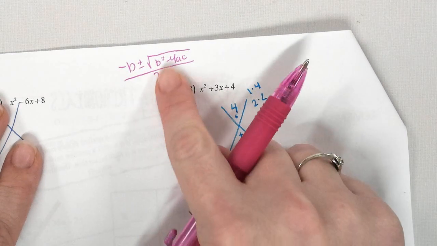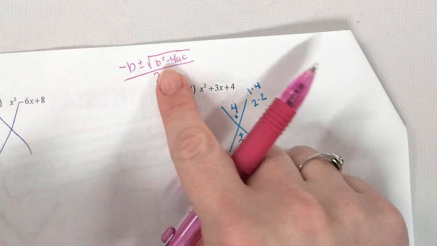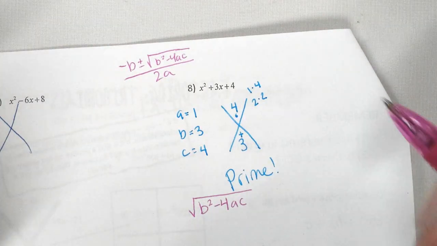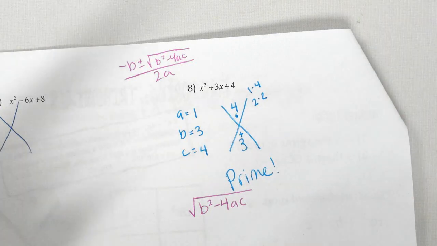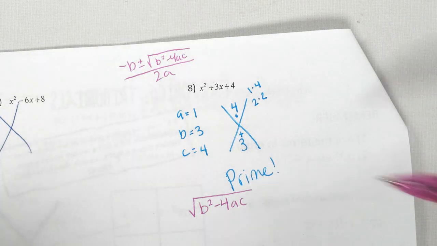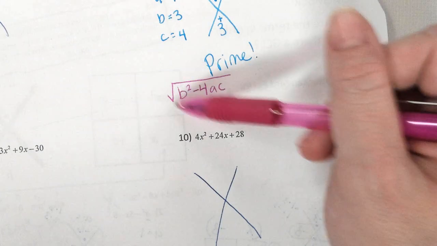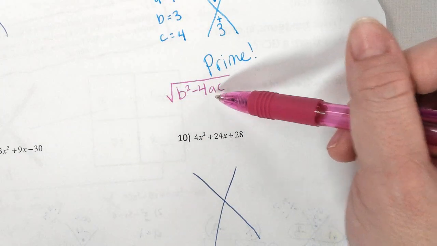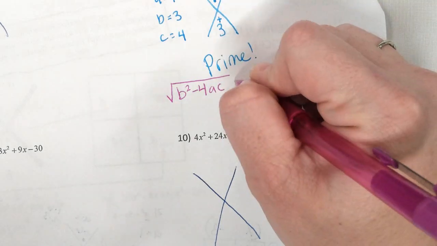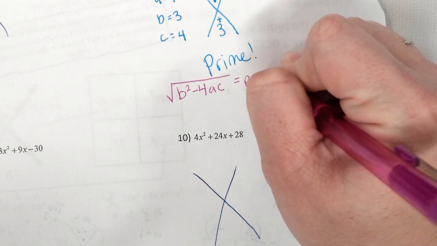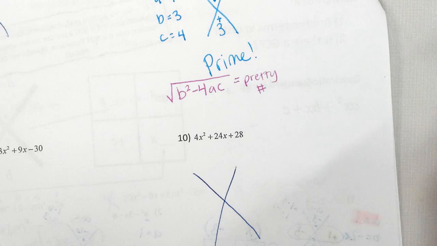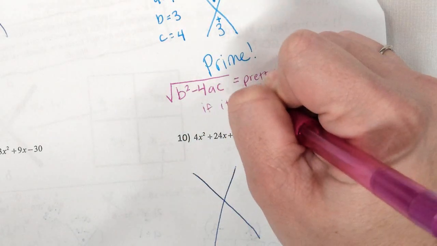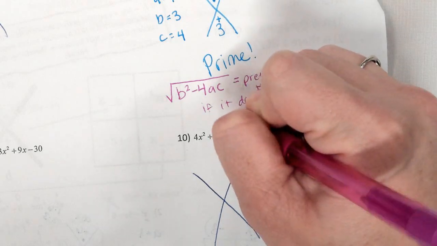But when you would use this formula, sometimes you'd get pretty numbers, and you'd be like, all right, I didn't have to use that formula. I could have done it in the calculator or factored it really quick. So this piece right here is what determines if it's a pretty number or not. That's why we only have to check this piece. If this piece gives you a pretty number, then it's factorable. If it doesn't, then it's prime.